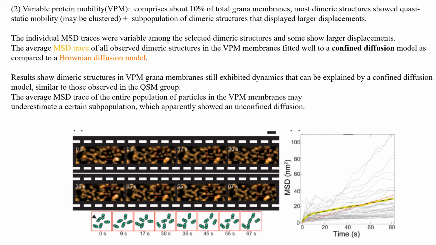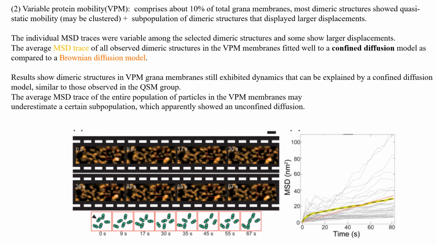Results show that these dimeric structures in the VPM granular membranes still exhibit dynamics that can be explained by a confined diffusion model, similar to that of the observed quasi-static mobility group. The average MSD trace of the entire population of the particles in the VPM membranes may underestimate a certain subpopulation, which apparently showed the mobile kind of diffusion, which is also the unconfined diffusion, because of the fitting difference that you can clearly observe in this graph.